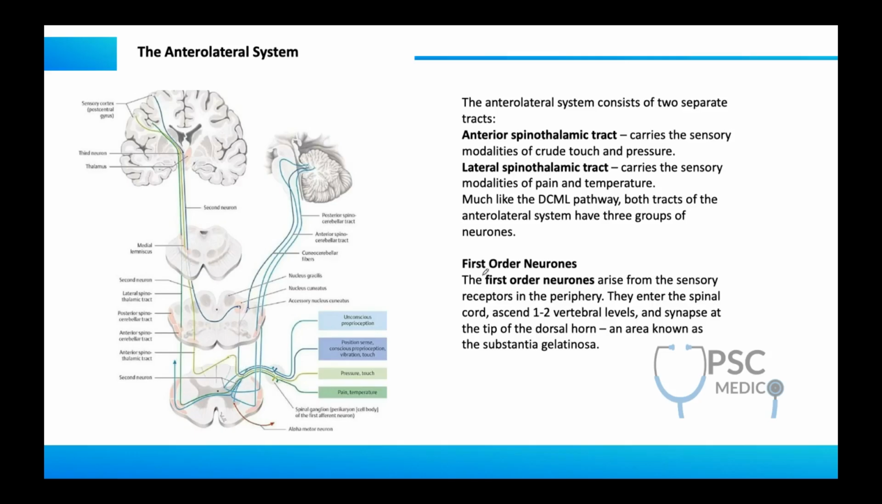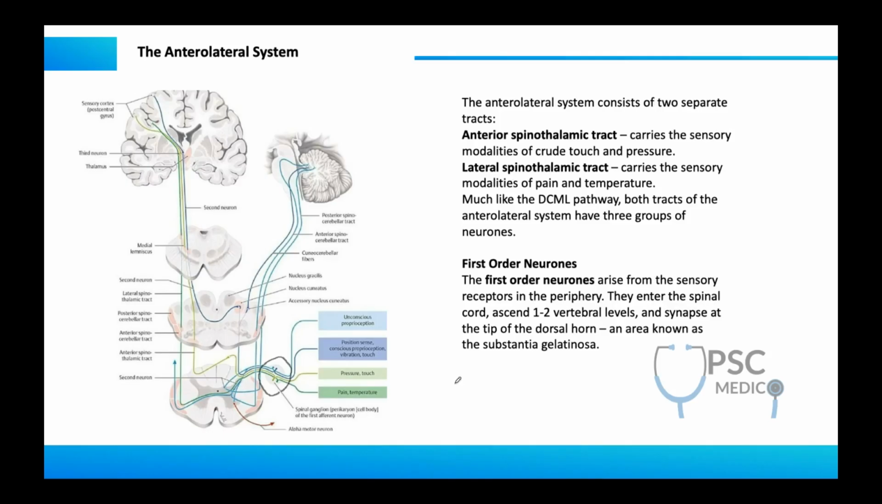Now let us look at the order of the neurons. The first order, similar to the DCML pathway, arise from sensory receptors in the periphery, and they enter the spinal cord, and they do not cross immediately. Okay, they ascend about 1 or 2 vertebral levels. Then they synapse at the tip of the dorsal horn. Okay, we call this the substantia gelatinosa. This area of synapse is known as the substantia gelatinosa.